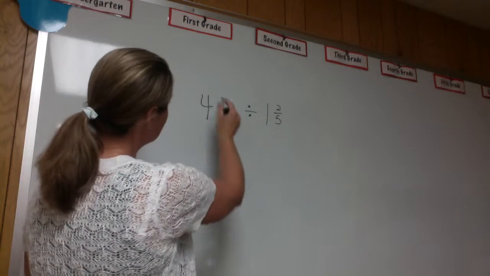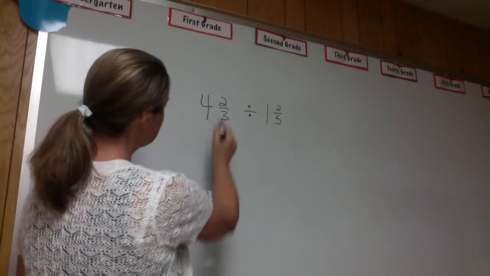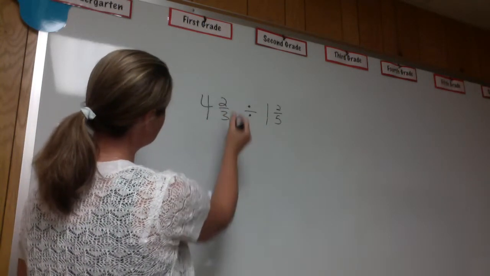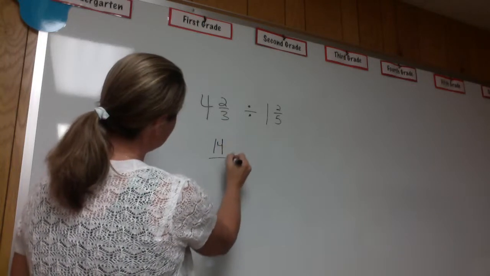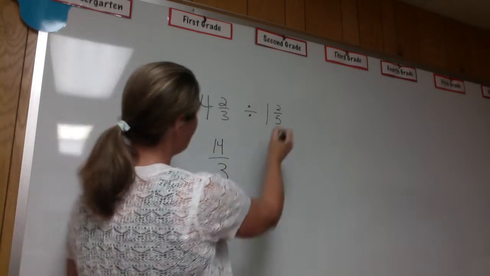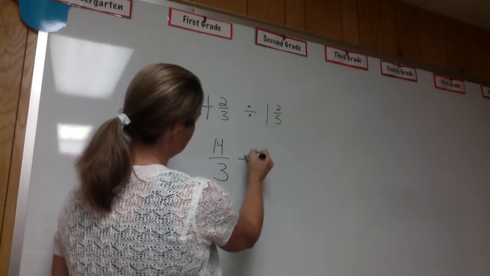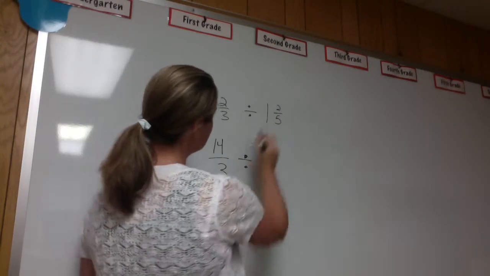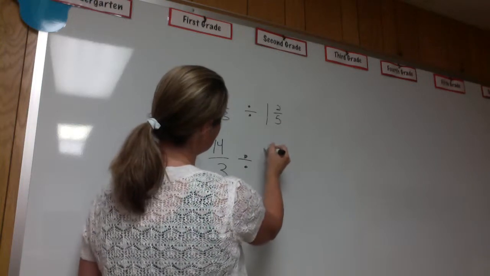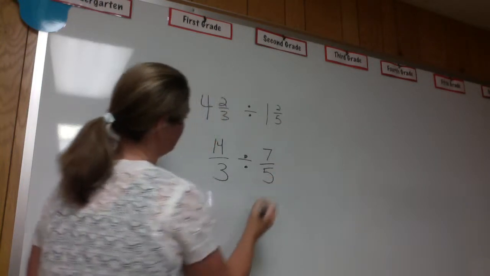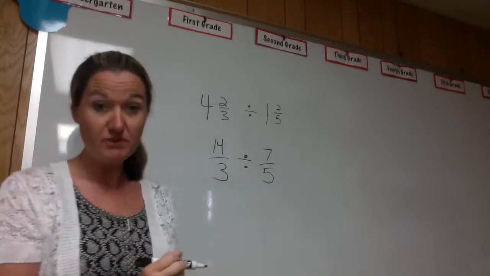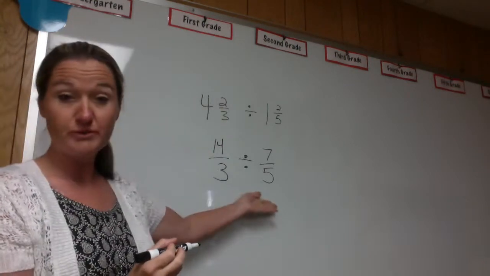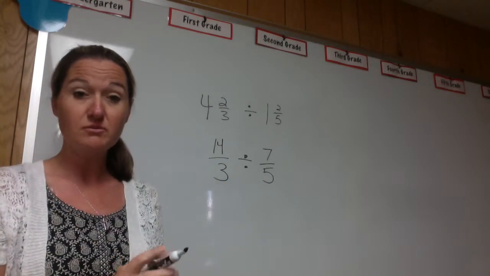So 4 2/3 as an improper fraction: 3 times 4 is 12, plus 2, 14/3. And then turn 1 2/5 into an improper fraction: 5 times 1 is 5, plus 2, 7/5. So that's my first step. Just rewrite the problem now with the mixed numbers as improper fractions.